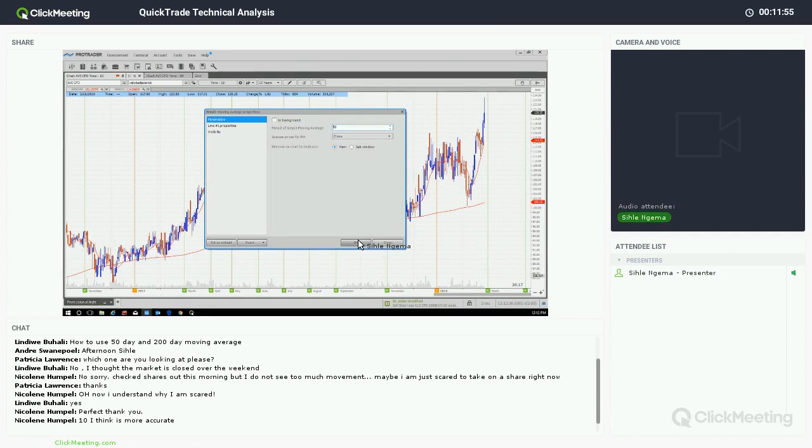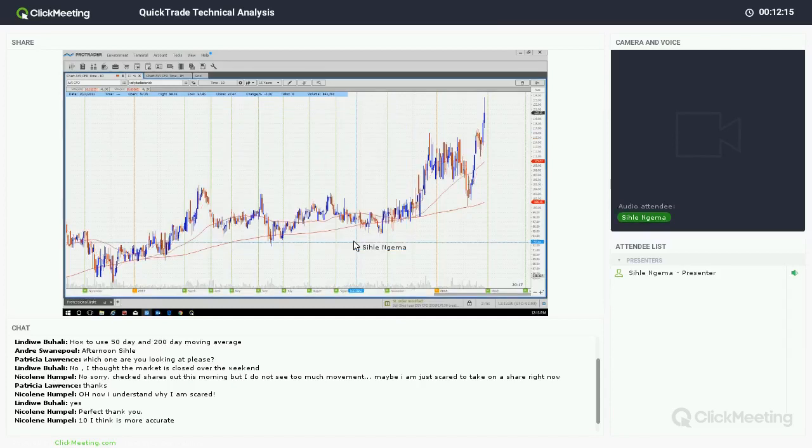Well, if you can use the 200 and the 10, I think you can get better results, because you are using the 10 to time your entries and your exits, and we are using your 200 as a longer time frame, for the big picture, if you want to see a bigger picture of what is going on in the market.